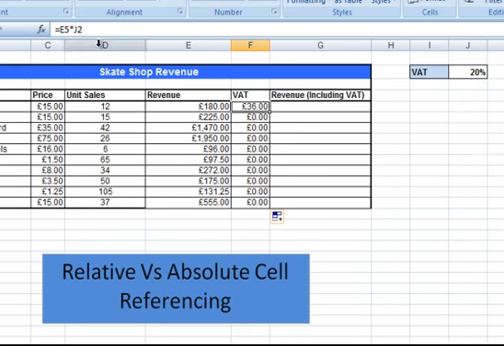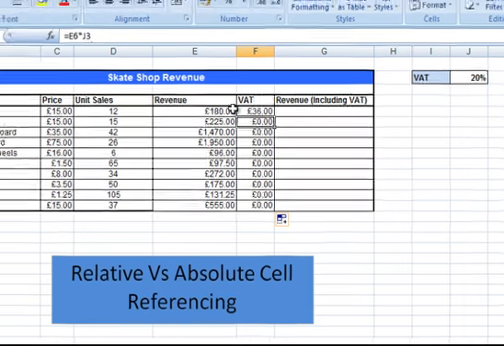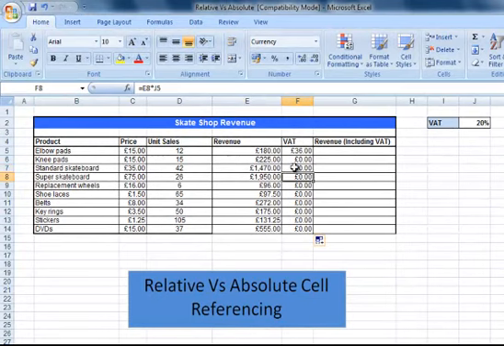Now there's a reason for this. If you look at the first formula, cell E5 times J2, which is correct. The next one down, it moves to J3 and J4. So what we need to do is keep the VAT rate at J2 absolute, or can I say fixed, in that position all the time.